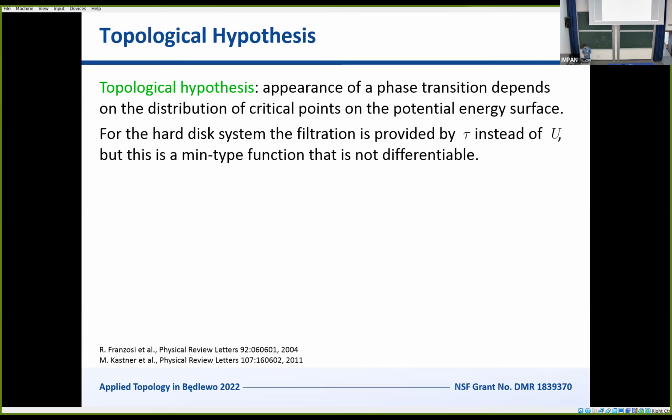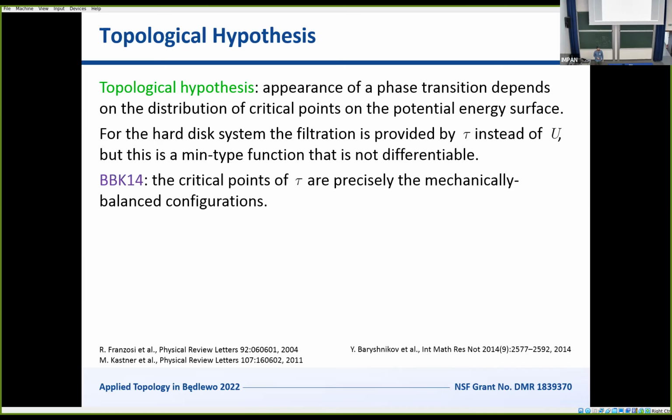Great. So what might we do? Well, if we have a space and we've got a natural Morse function that we can use, we might look for the critical points and look at the distribution of those critical points. Our natural function, I claim, since we've passed to the hard disk system, is tau, and it's not differentiable.